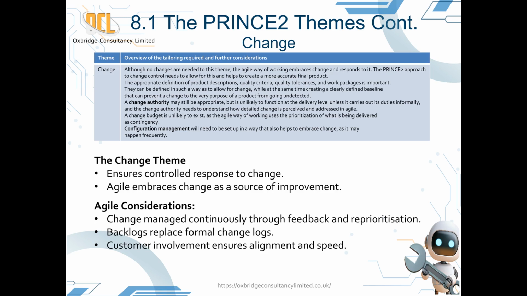Example: during development, customer feedback adds a new feature request. The product owner reprioritizes it in the backlog, replacing a low-value item. No escalation required. The key takeaway: PRINCE2 Agile doesn't resist change, it controls it through transparency and prioritization.